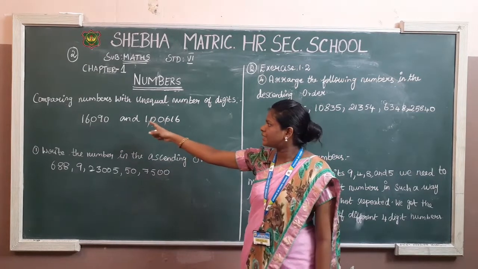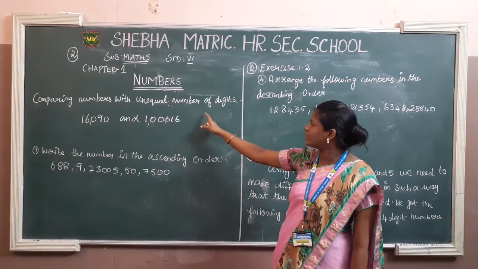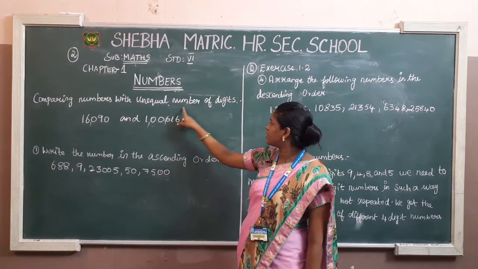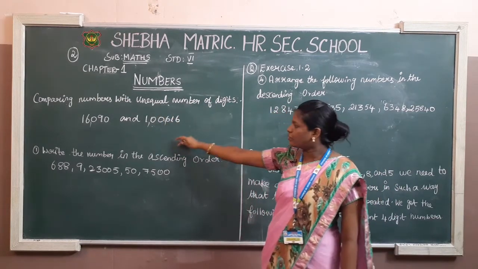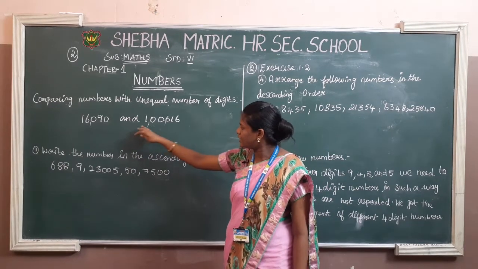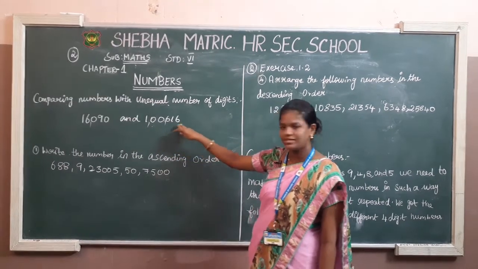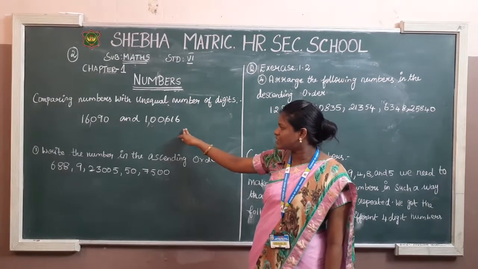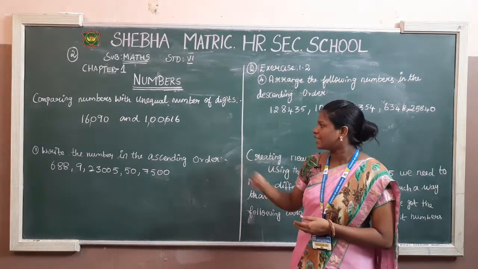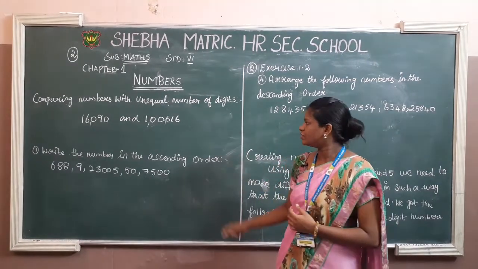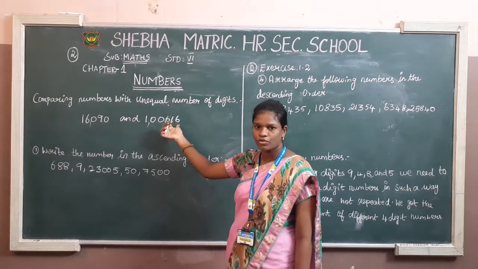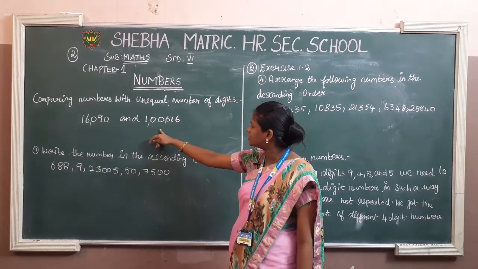Next, comparing numbers with an unequal number of digits. When we compare the numbers 16,090 and 1,00,616, two numbers are there. We already learned that the number with more digits is greater. So which is the number with more digits? 1,00,616 has more digits, because how many digits are there?